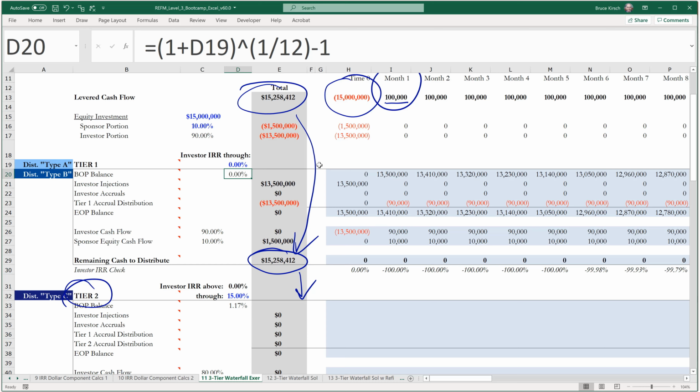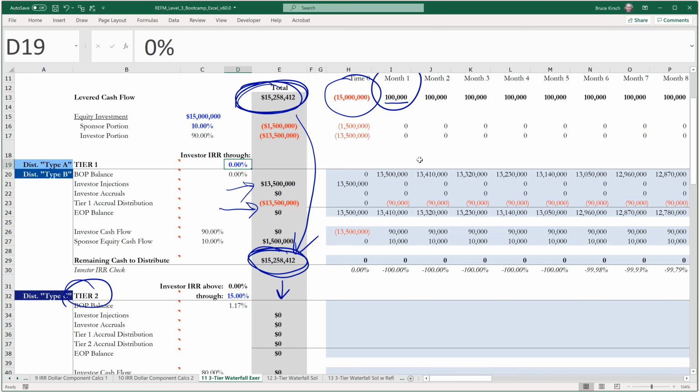Well, we expect to see simply a return of capital of 13.5 million, and we should see this full profit amount, right, which is net, meaning capital has already been returned, of 15.258 as what is remaining to distribute downstream. And that's exactly what we see. Once we make this hurdle anything greater than 0, naturally this number is going to come down.